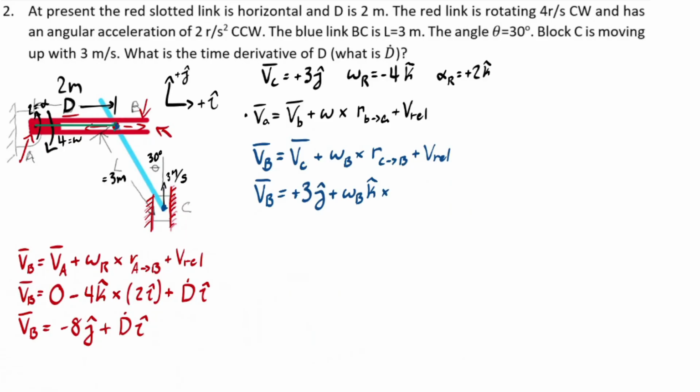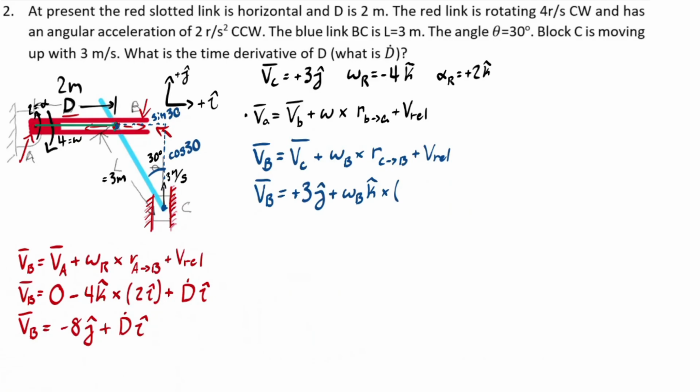Okay, and that's times the cross product from C to B. So let's look at this triangle we have going. We go up a vertical distance to get to B, and then we go left a horizontal distance to get to B. So since this angle is 30, the one on the side of it will be the cosine of 30, and then the one opposite of it will be the sine of 30.